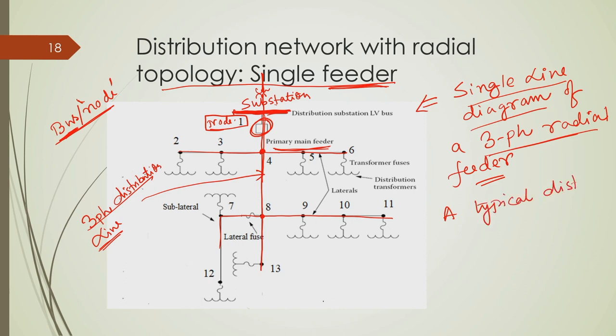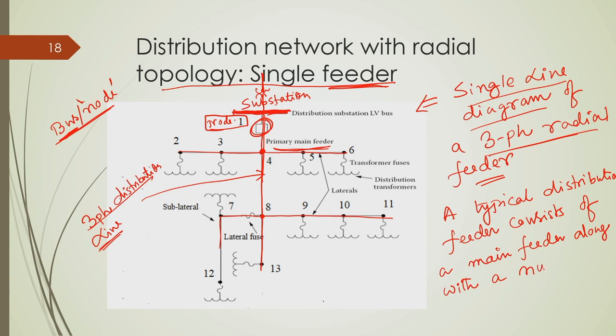So, a typical distribution feeder consists of a main feeder along with a number of laterals, sometimes called lateral feeders. You can see this is the main feeder and these are the laterals. These are the different nodes marked node 2, node 3, node 4, node 5, node 6, beyond which we have the distribution transformers, from where all these loads are getting supplied.